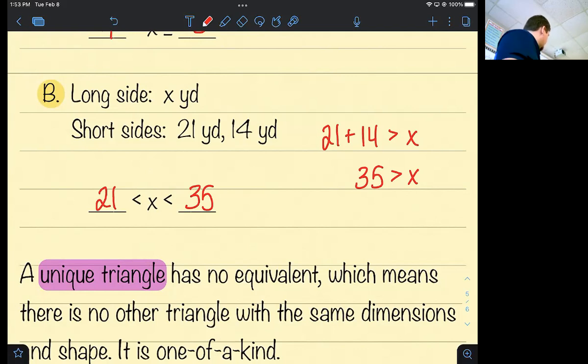Wait, does that make sense? 21 and 14 is 35. Yeah, 35 is the biggest it can be. So I want to make sure I had this worded right. 21 to 35 then. Okay.